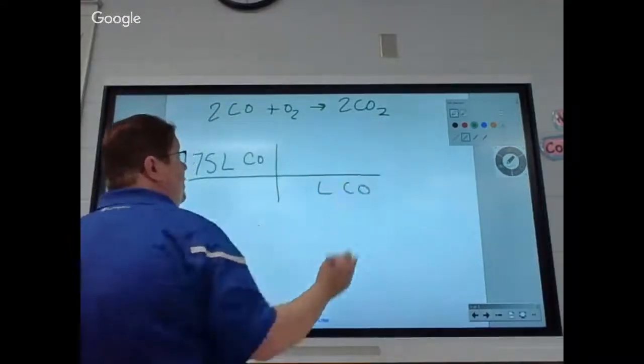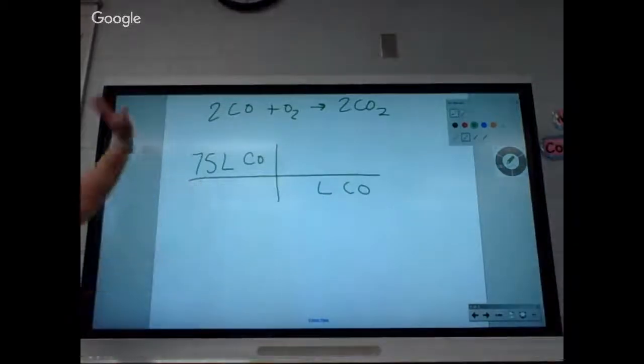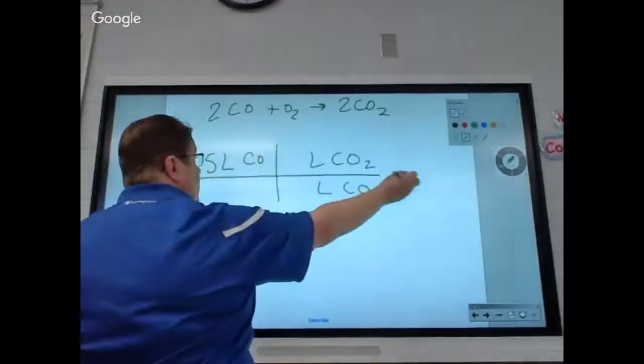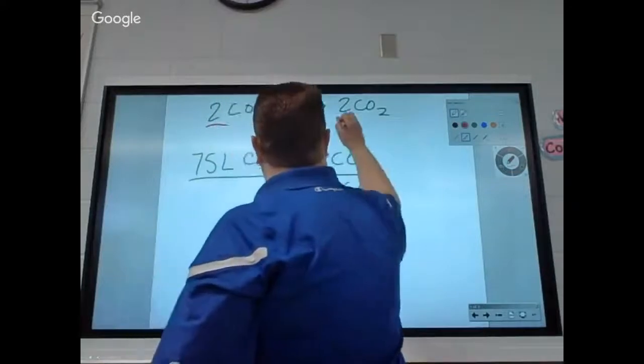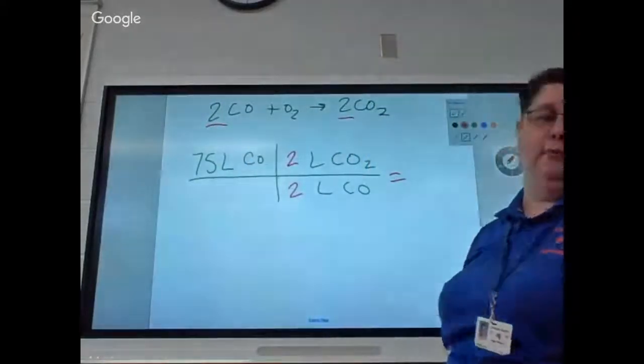Okay. And then the first question said how many liters of carbon dioxide? So which of those compounds is carbon dioxide? So we're going to put liters of CO2 on the top, right? So what coefficient is in front of CO? 2. And what's in front of CO2? 2. So calculate and tell me what you get.